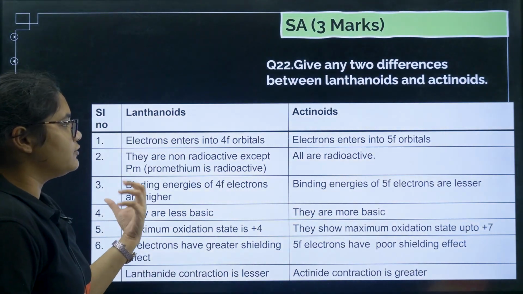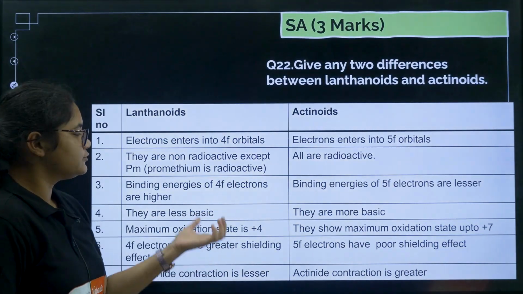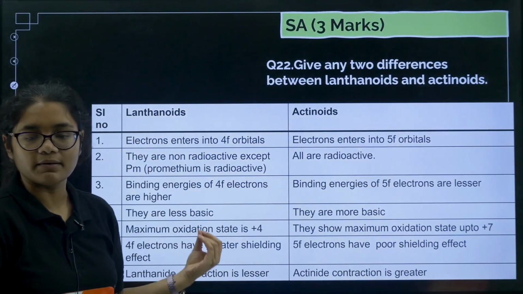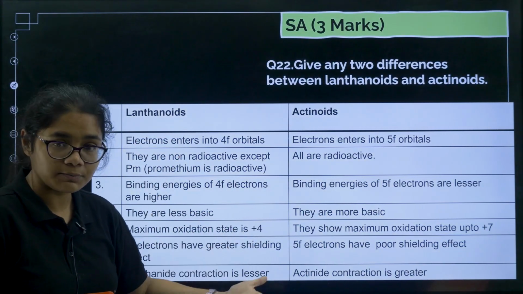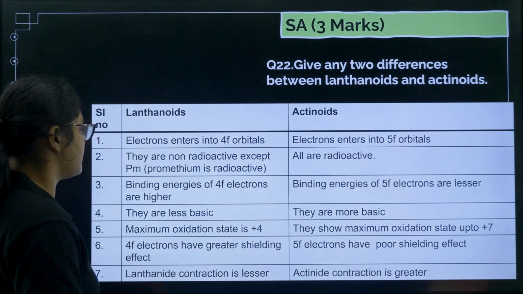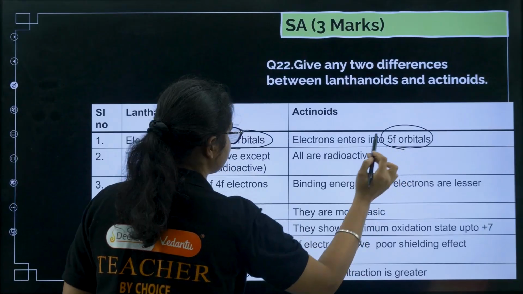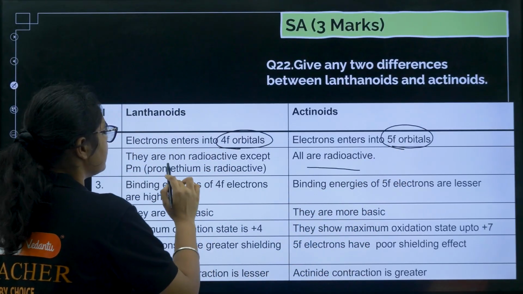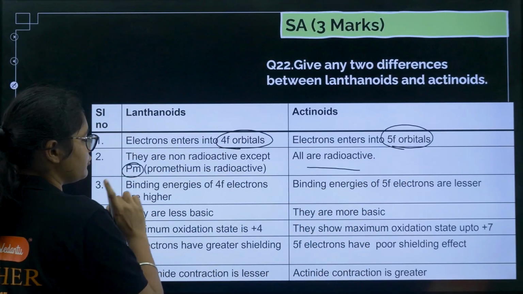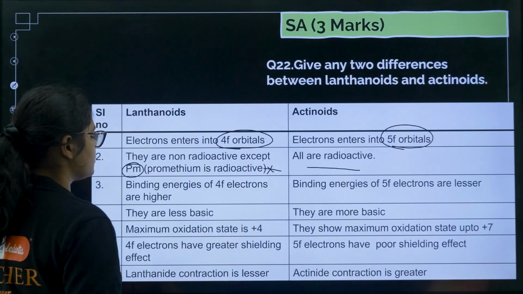Next is: give any 2 differences between actinoids and lanthanoids. I have given you so many differences, you can remember any 2 to 3 points which you can easily remember. Here this is very simple: 4f electrons enter, versus 5f electrons. All actinoids are radioactive, while lanthanoids are non-radioactive except Pm. You should remember this, it can be asked as an MCQ question.